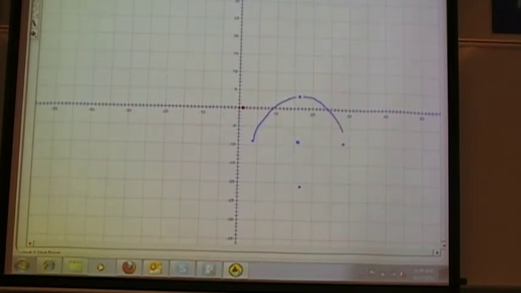Is there any way to plug this into our calculator? Yes. But again, I wouldn't recommend it right now. To plug this into your calculator, you'd have to solve for y, which can be tedious. So if you know the standard form of the equation, then you should be able to graph it.